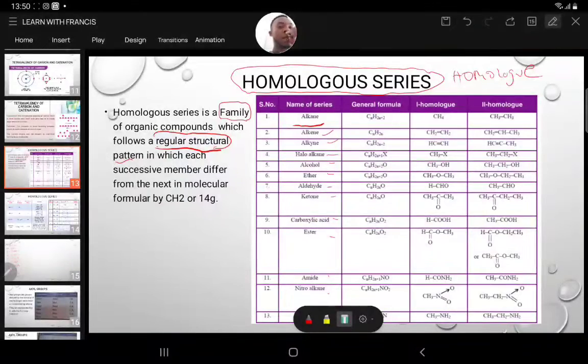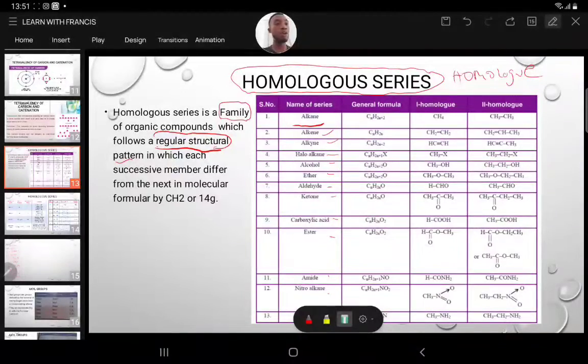So before I go to the definition, let me explain what homologous series is. Now, think of it this way: we have more than 1,000 organic compounds, thousands and thousands of organic compounds. How do we start classifying them? How do we start identifying them? This is a very big problem. So what we did was to group them family by family. Now, this grouping will help us understand them.